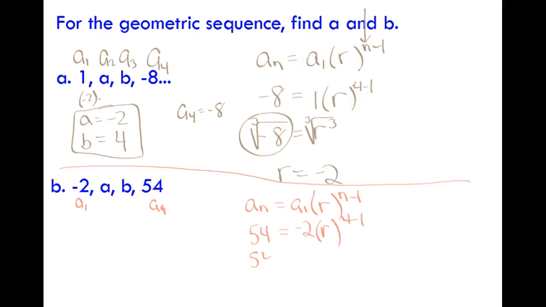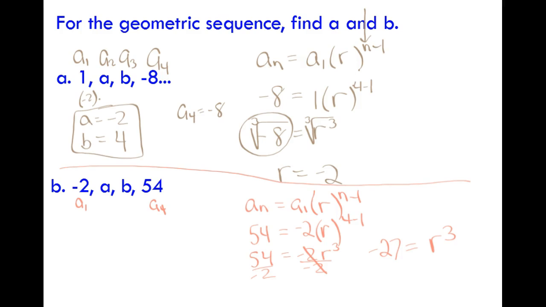And we get 54 equals -2 r to the 3rd power. And I first have to get rid of this -2. So I'm going to divide by -2. And I get -27 equals r to the 3rd.